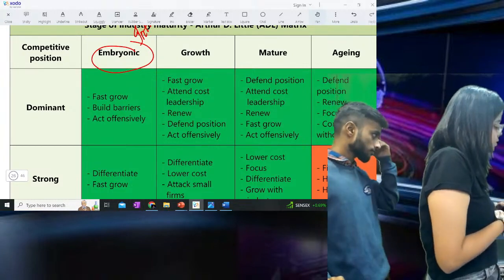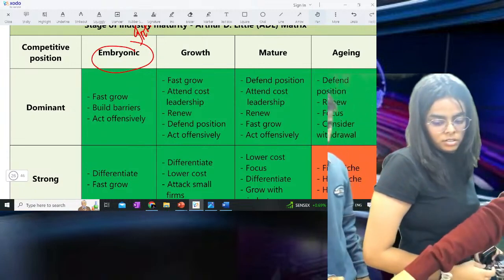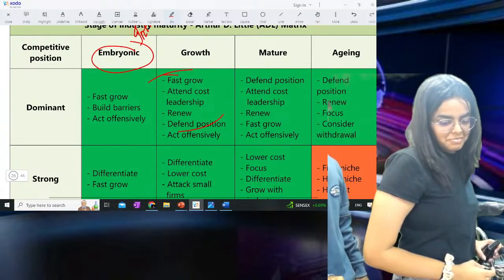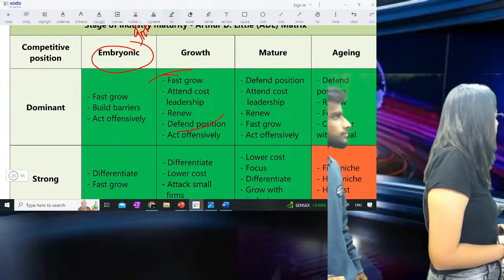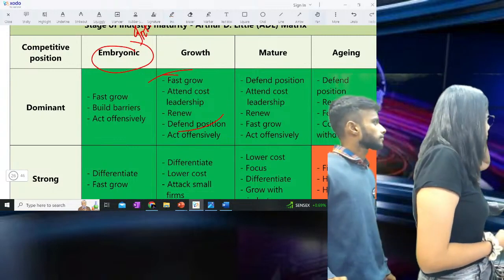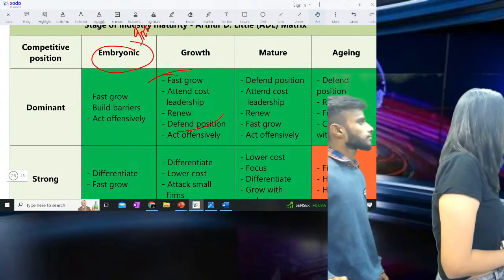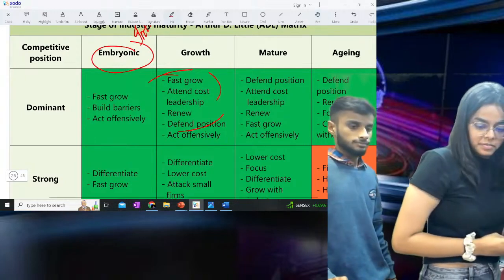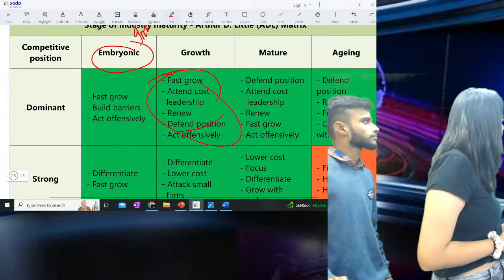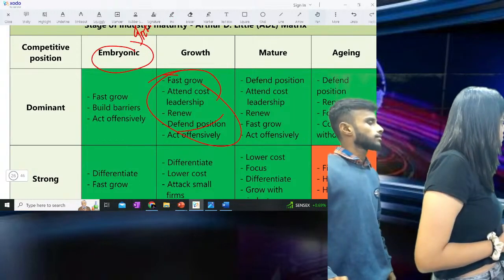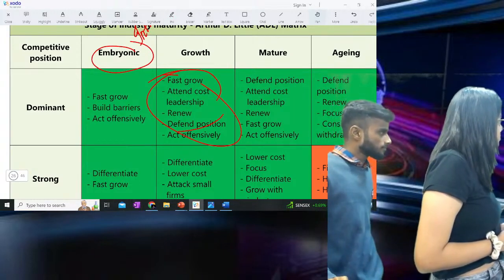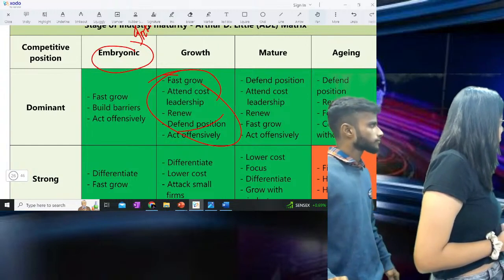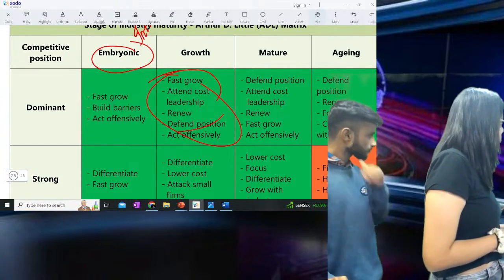But how useless is this matrix? He wrote the same thing here also. Then what are you doing? Anything you read, same: fast grow, attain leadership, renew. Again and again, what is the use then? What matrix have they made? Useless matrix, it has never come in the exam. It might come as an MCQ for one mark: dominant, strong, favorable, tenable, weak. They'll ask for the definition, you have to write. They never compare with this. But still we will continue. Your turn.